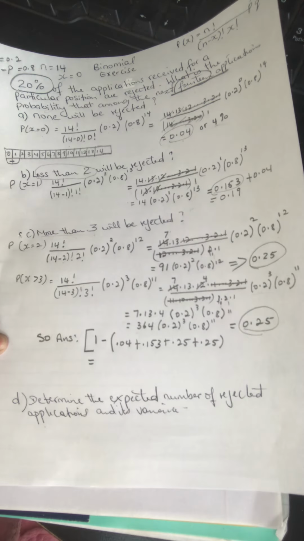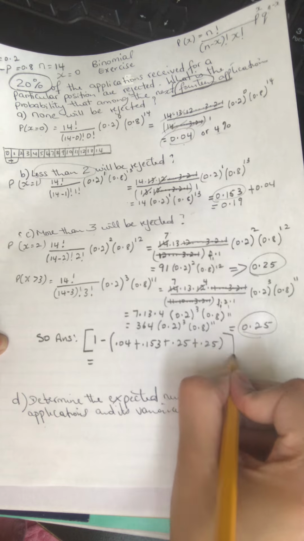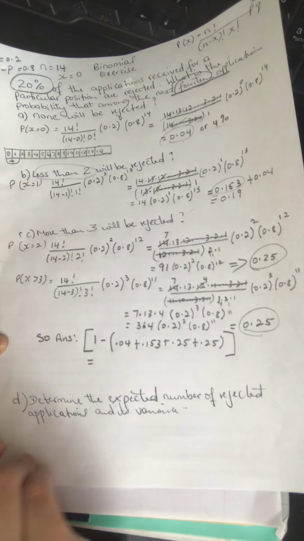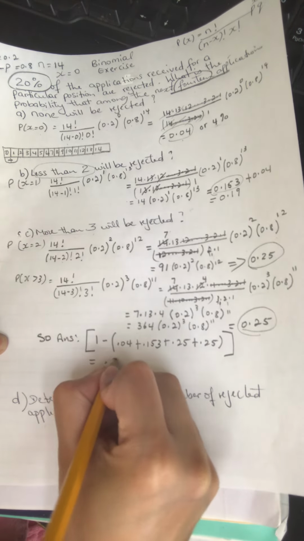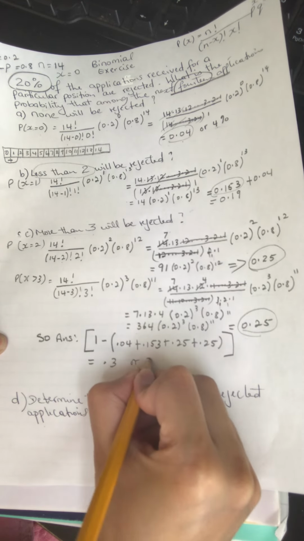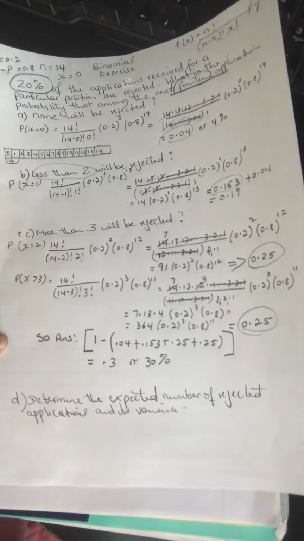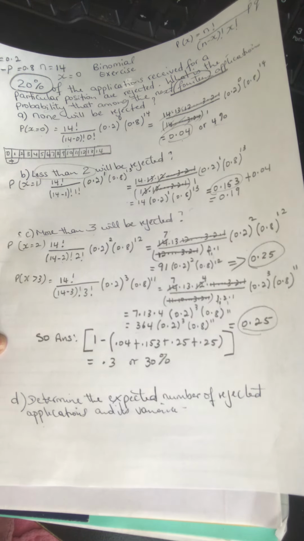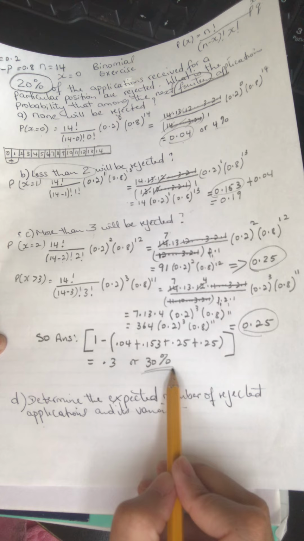Punch that into your calculator, and you should be able to get 0.3, or we should say 30%. So to answer the question now, what is the probability that among the next 14 applicants, more than 3 will be rejected? 30% or 0.3.